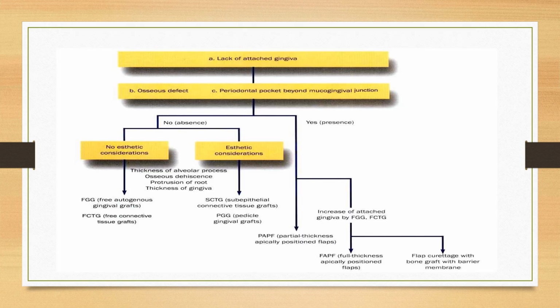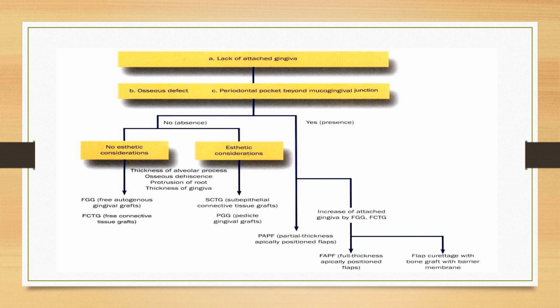The lack of attached gingiva can lead to an osseous defect and also a periodontal pocket beyond the mucogingival junction. If there is no aesthetic consideration, then you can go for a free gingival graft or free connective tissue graft. And for aesthetic considerations, you can go for a subepithelial graft. We will be going into the details of each technique.